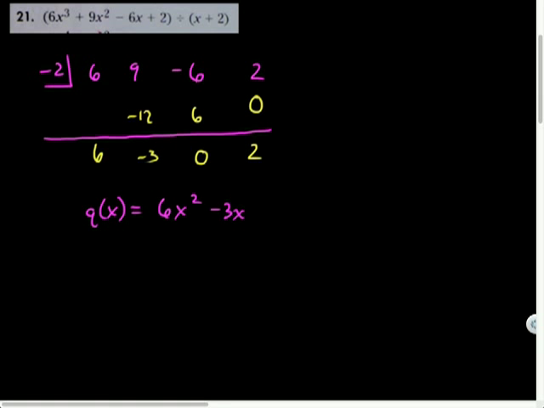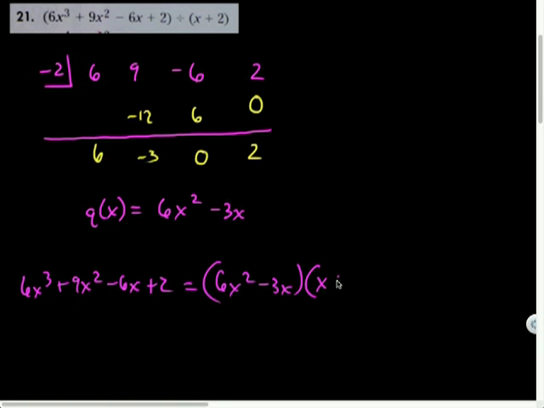So they said to write it in the form dividend. So that was this part, the 6x cubed plus 9x squared minus 6x plus 2. Theoretically that is equal to the quotient, this guy, 6x squared minus 3x, times the divisor, which was x plus 2, plus the remainder, which is this guy right there, the 2.